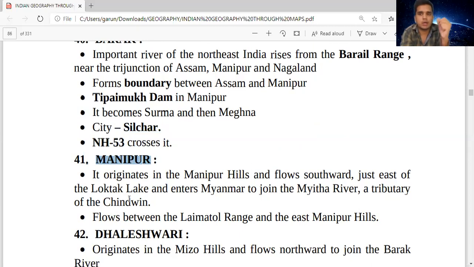If you want to remember the names of the eastern states, I have a trick for you. Just write it on any page: triple M, double A, N, T. M for Manipur, M for Meghalaya, M for Mizoram, A for Arunachal Pradesh, A for Assam, N for Nagaland, T for Tripura. Always remember these 7 names. These are known as the 7 sisters.